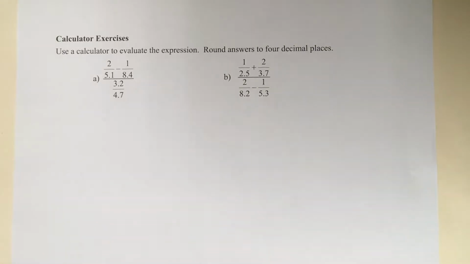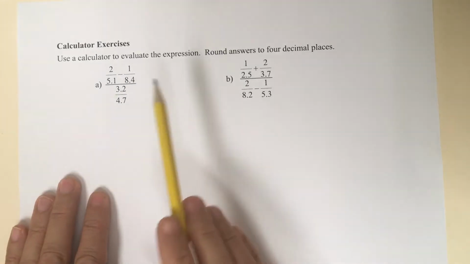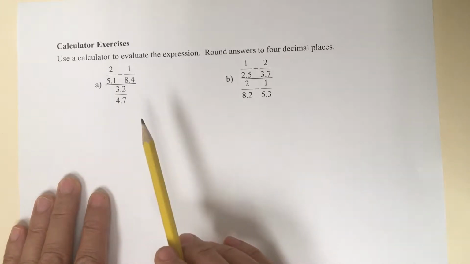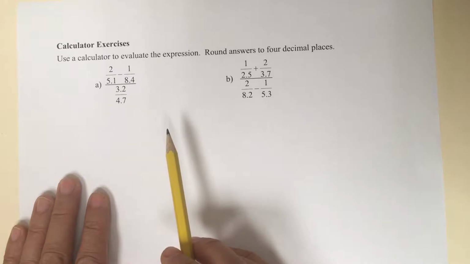So for these problems, we want to use a calculator to evaluate, and we want to round the answer to 4 decimal places. Now, the thing with when you're using your calculator, sometimes you let your brain go to sleep and you think to yourself, oh, all I have to do is punch it in. But you have to be very careful, because you have to think about the order of operations.